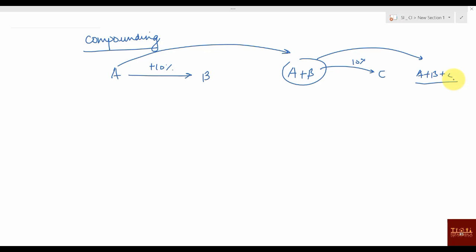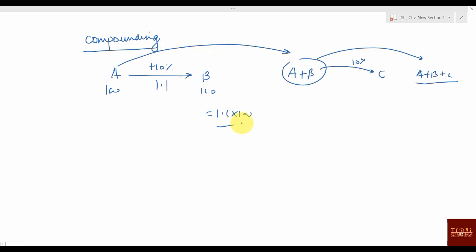Or you can multiply with the multiplying factor, that is also compounding. Suppose this was 100, this will become 110. What is the multiplying factor? 1.1. So you are actually multiplying the original with the multiplying factor. So this is the compounding part.